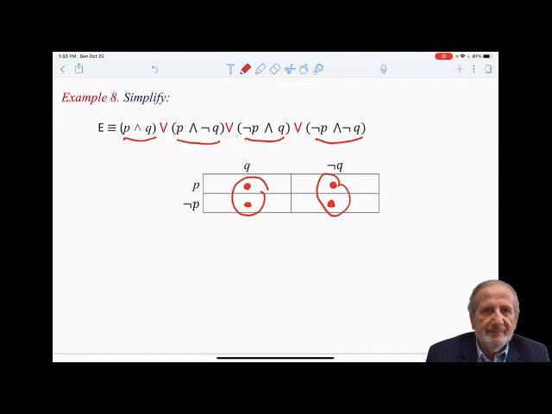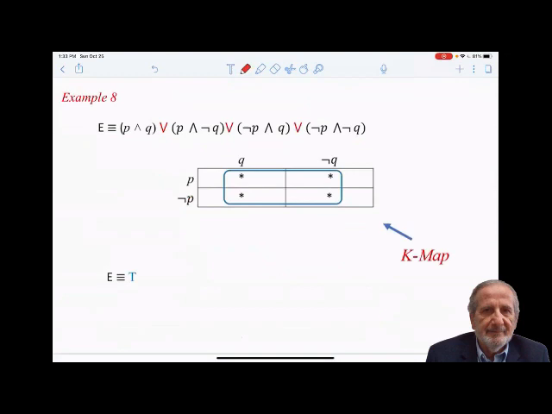What you need to do is have the largest possible blocks: 2, 4, etc. So you can take the four of them together here, and the answer will be true because P cancels not P, Q cancels not Q. Okay? This expression is a tautology, it's always true.